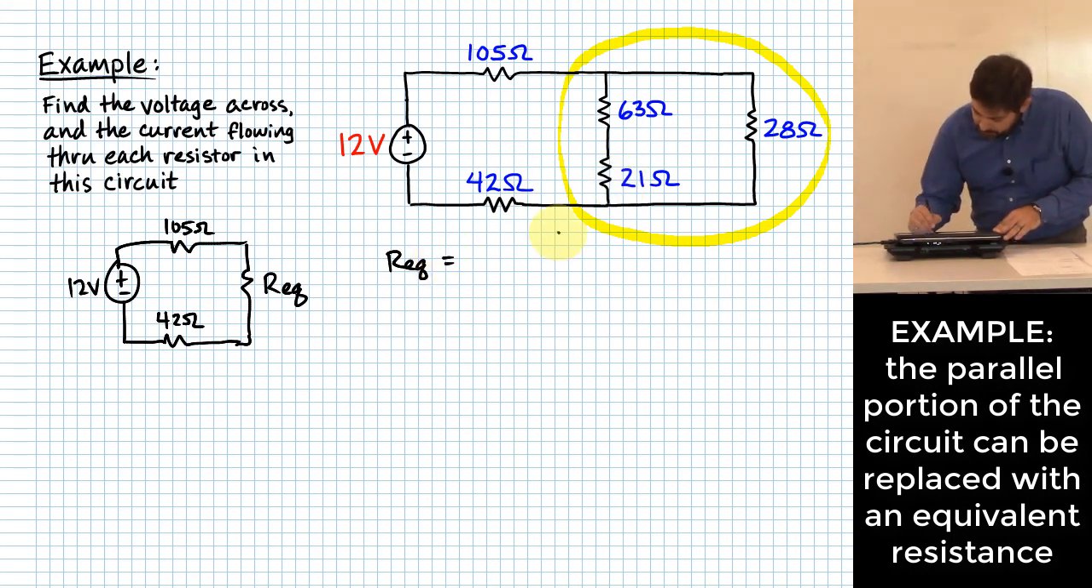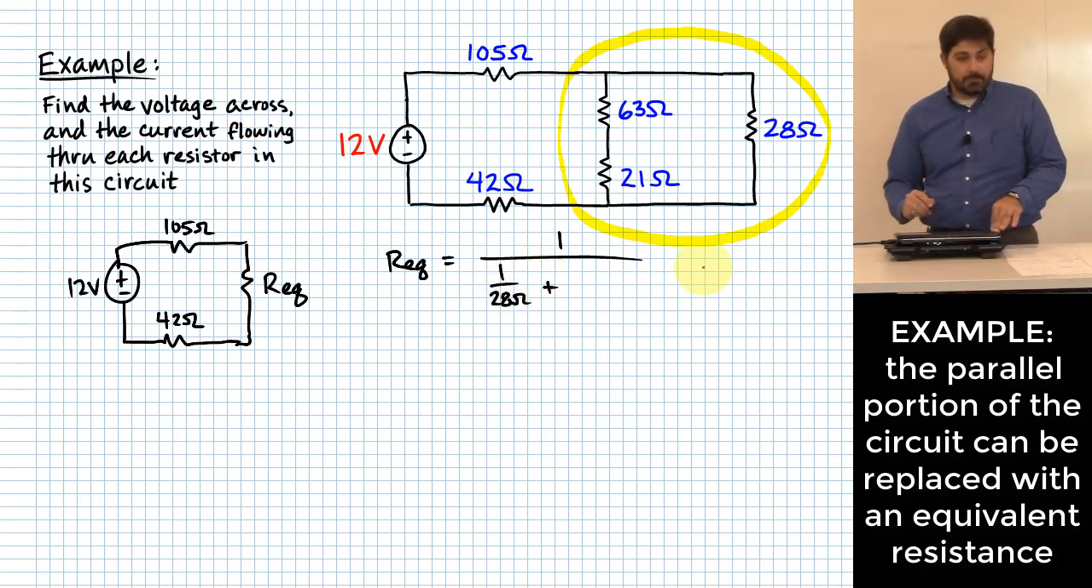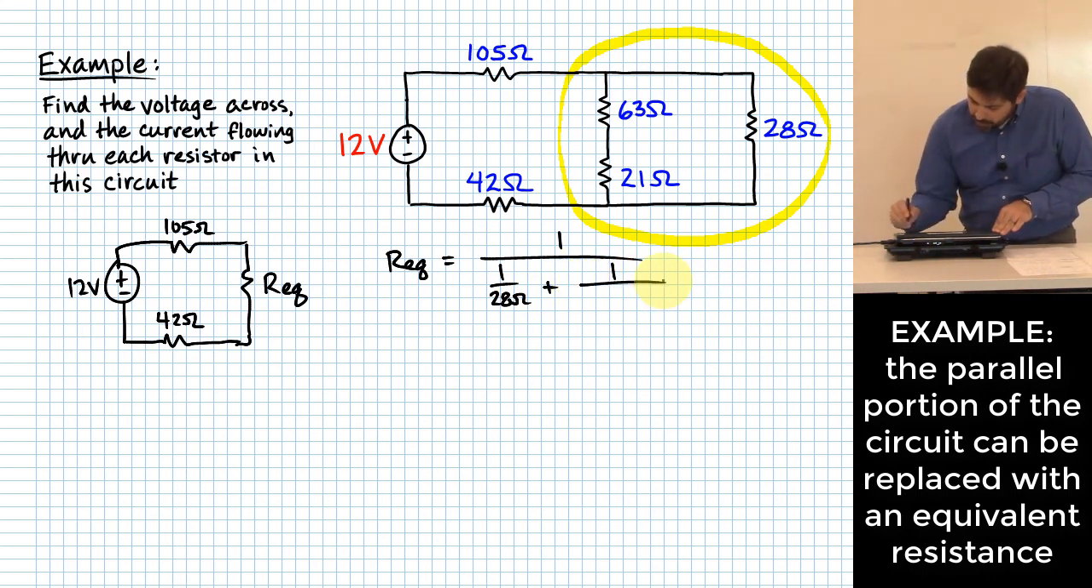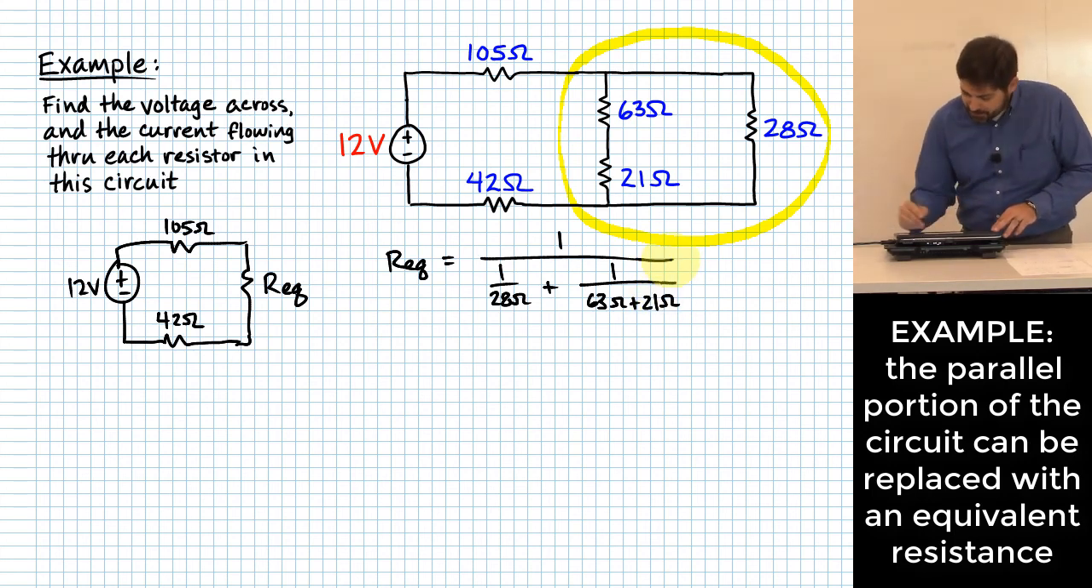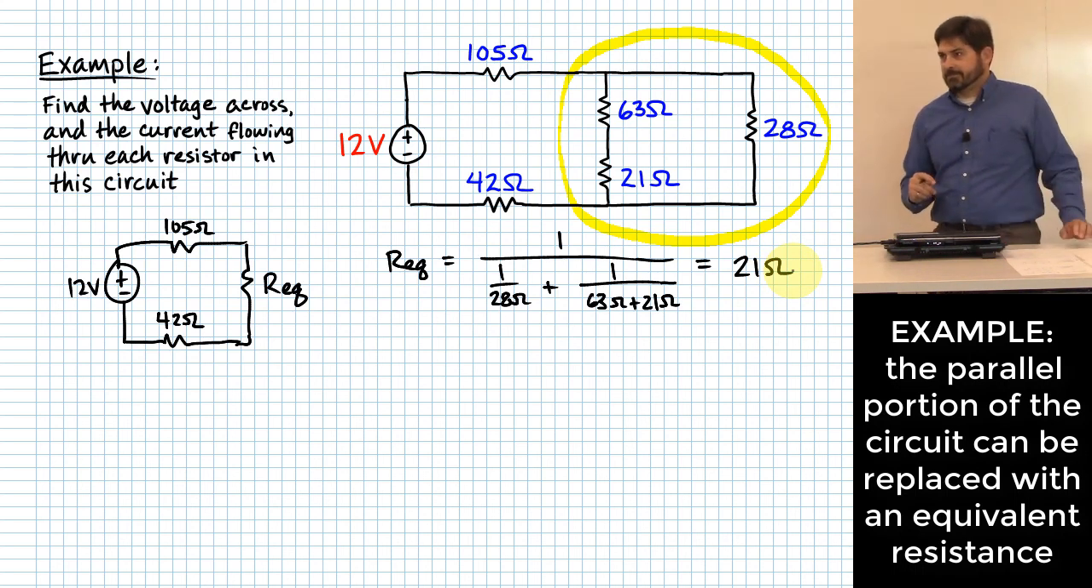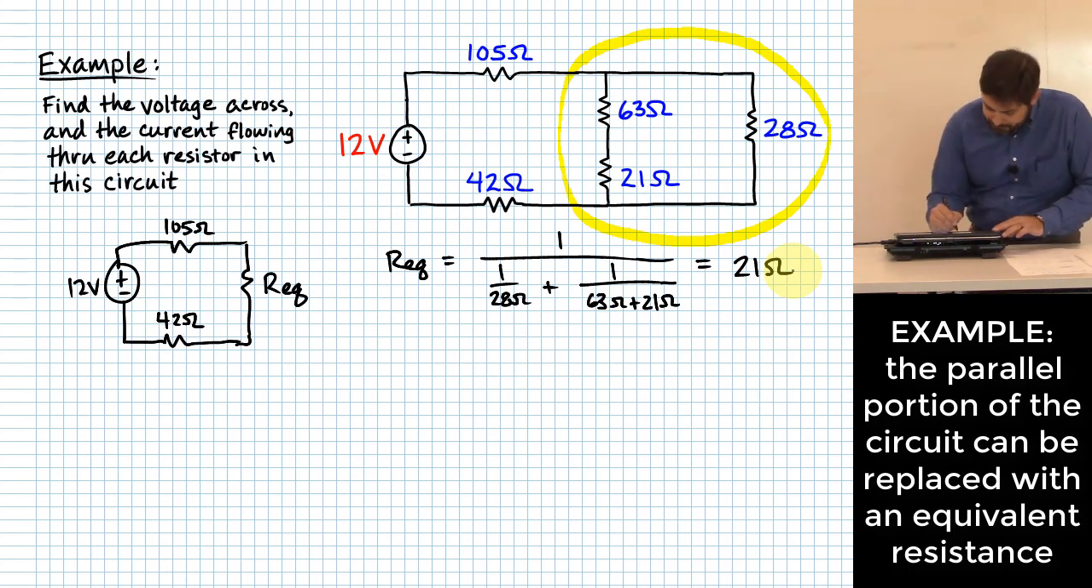1 over REQ is just going to be equal to 1 over 28 ohms. That's one of the legs. What would I do for my other term? 1 over 63 ohms plus 21 ohms. Now, you can punch all that in, or you can trust me that I punched it in, and this winds up being just 21 ohms. Okay, but verify me on that. I encourage that. So that's 21 ohms.